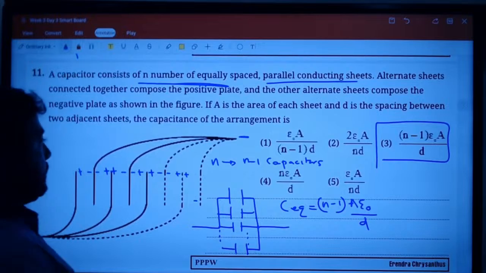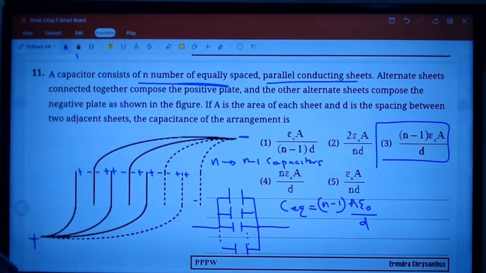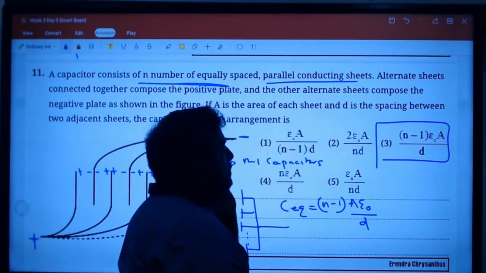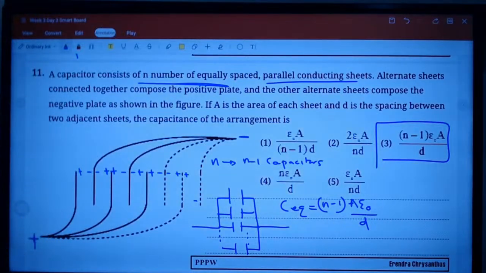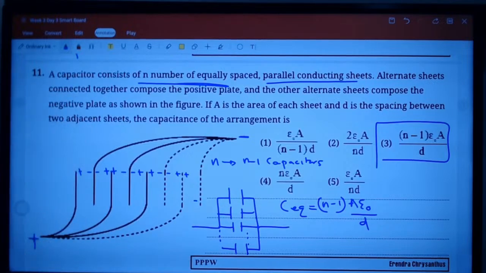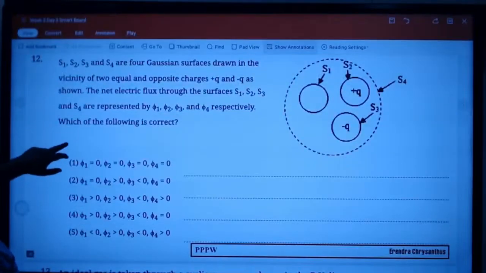There will be n minus 1 number of capacitors connected parallel to each other. Okay, no? Next one.